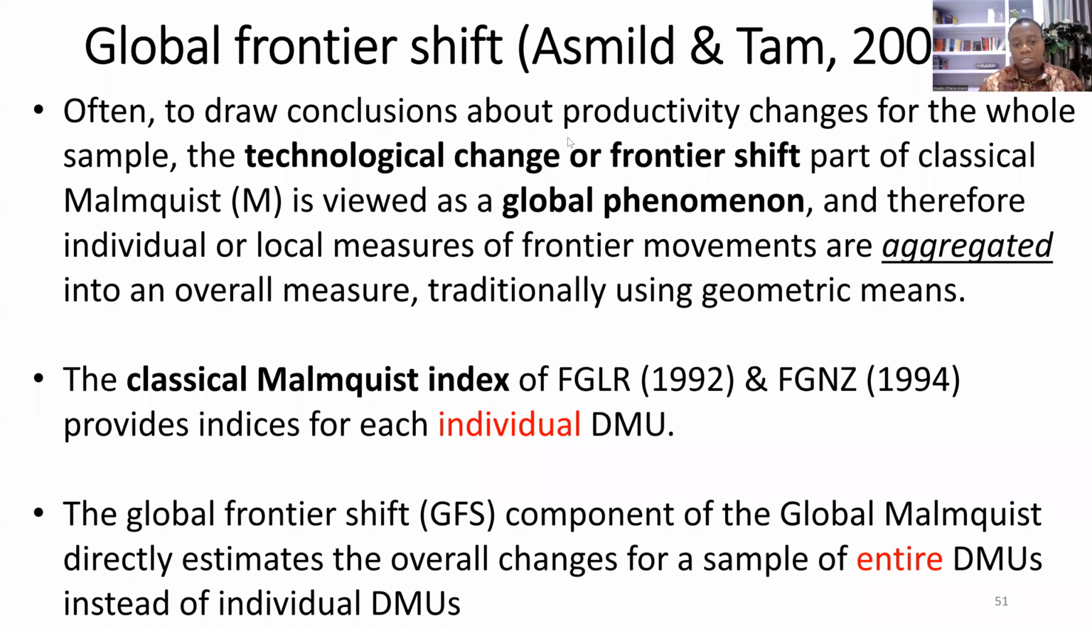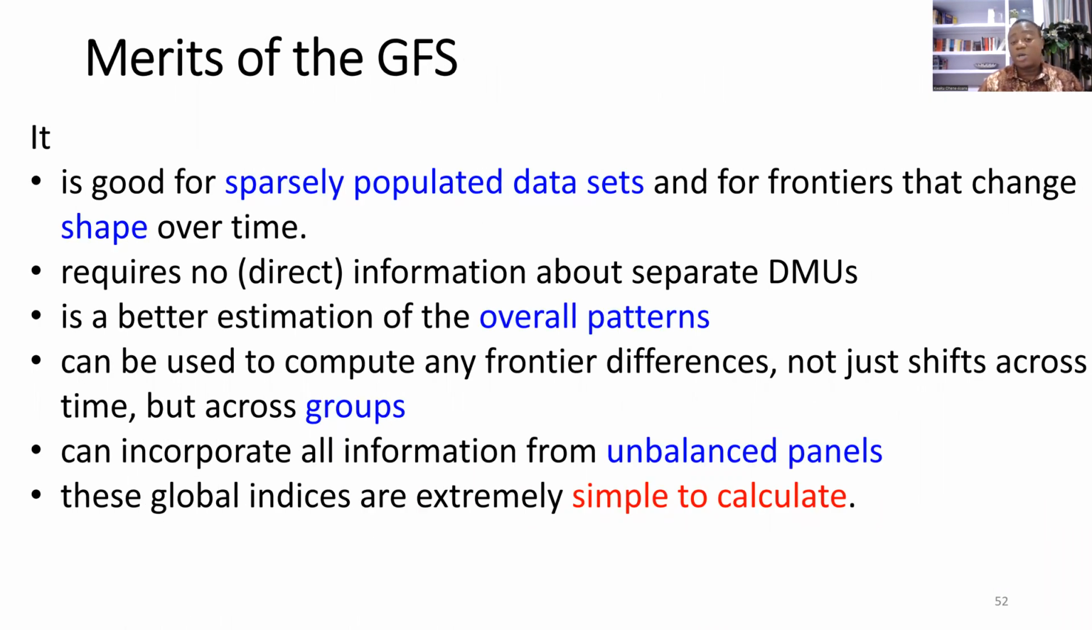So just note, the global frontier shift is different. Just a quick summary before I come to the real thing. It's different from the global Malmquist, the classical Malmquist, the biennial Malmquist, the meta frontier Malmquist. And we've looked at all the merits of the other 6 advantages of the global frontier shift relative to the classical Malmquist. Remember, this is a measure of productivity.